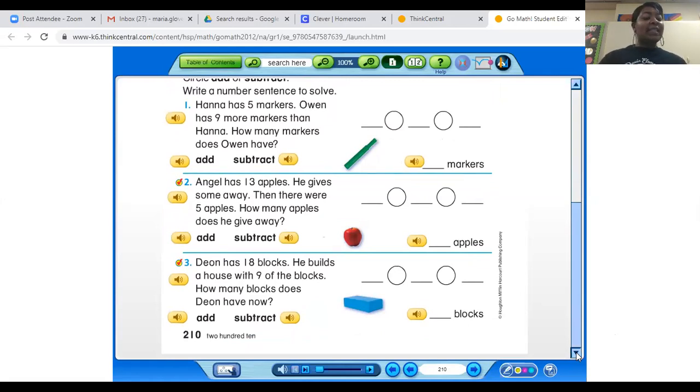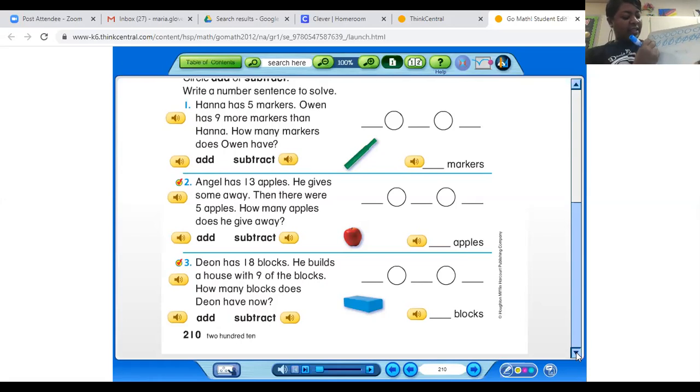Remember, he had 18, but he took away 9 so that he could build a house. So when you take away, you are subtracting. Very good. So we have 18, and so we're going to take away 9. 1, 2, 3, 4, 5, 6, 7, 8, 9.